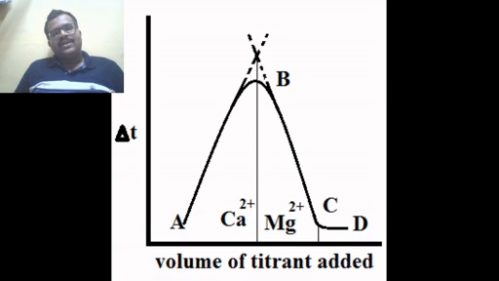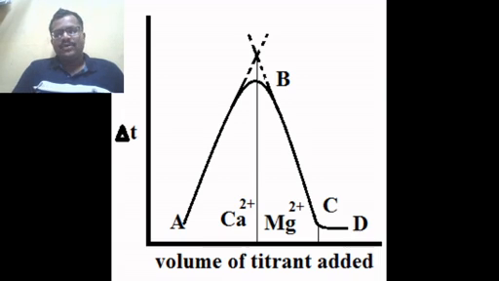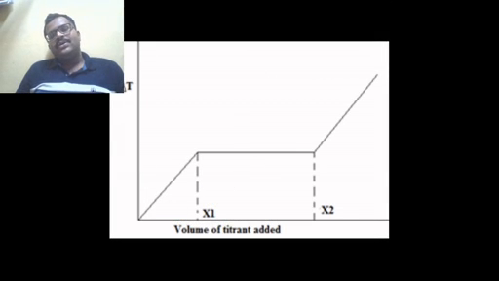Then after completion of the titration of calcium, the magnesium reacts with EDTA, which is an endothermic reaction, so here we get a decrease in temperature, and after completion of the reaction we get constant temperature. So here we get endpoints easily. This is an example of complexometric titration by thermometric titration.